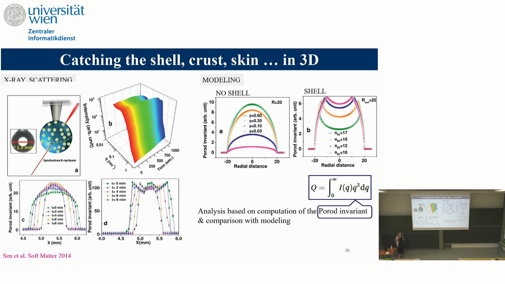And to get some information of what's going on, they compute, assuming a shell and doing the same experiment, looking at different positions. What would be the Porod invariant if I don't have a shell? I have this shape, which looks like this, and if I have no shell, I have this shape, which looks more like this. Based on that, you can say that in some condition I can have a shell or not, but it's model dependent.